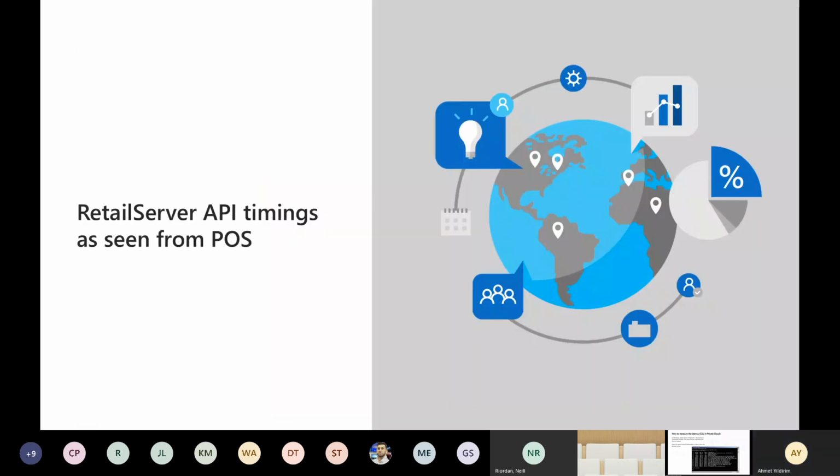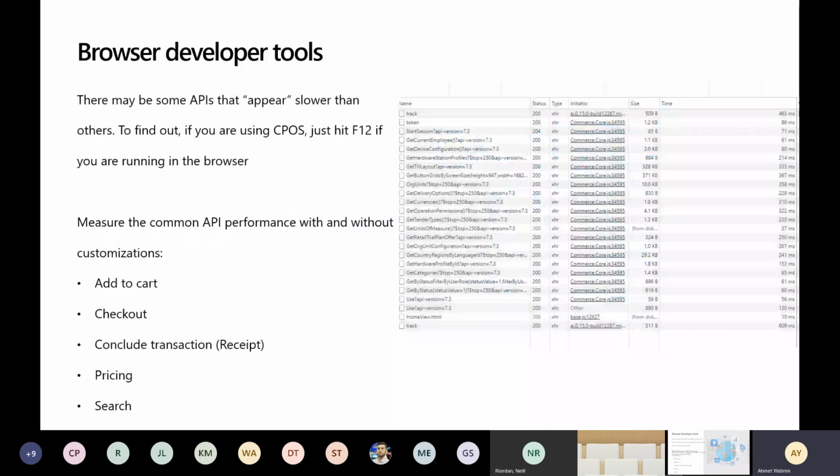So let's jump to the retail server API timings as seen from POS. What can we do for that? First things first, what can we do? We can use the browser developer tools. How can we use them?